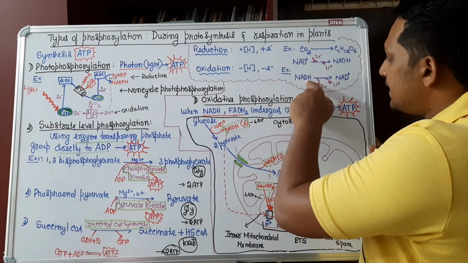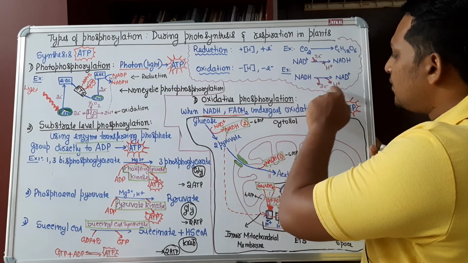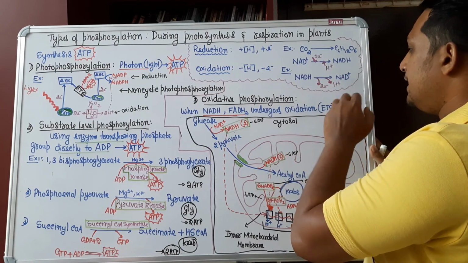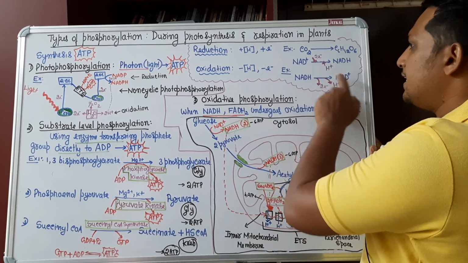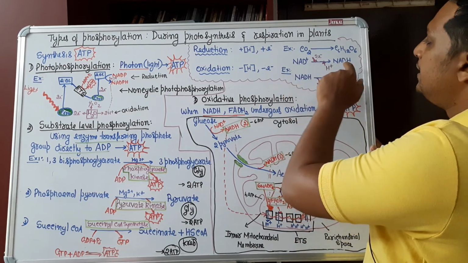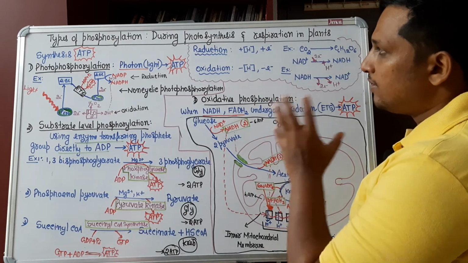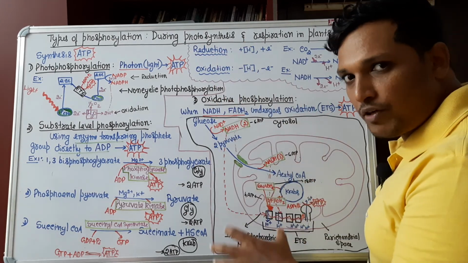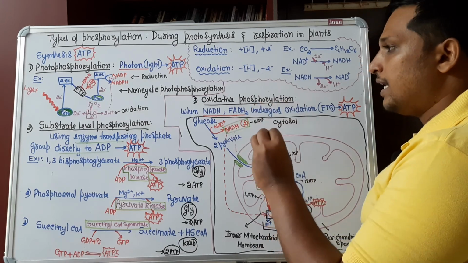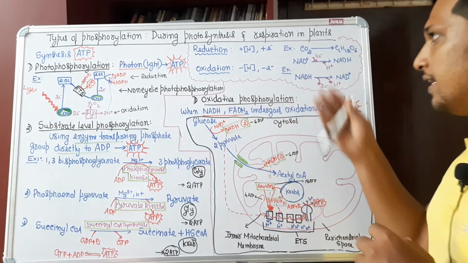Now that NADH, if it loses its two electrons and a proton which it gained, then it is oxidation. NADH to NAD plus is oxidation, NAD plus to NADH is reduction. So that is about oxidation and reduction. While explaining phosphorylation, I will be explaining particular steps where there is reduction as well as oxidation. For that sake, I explained it.